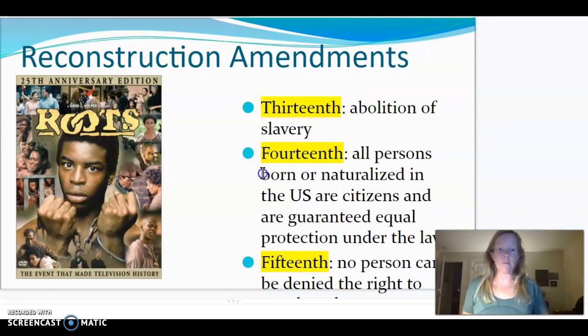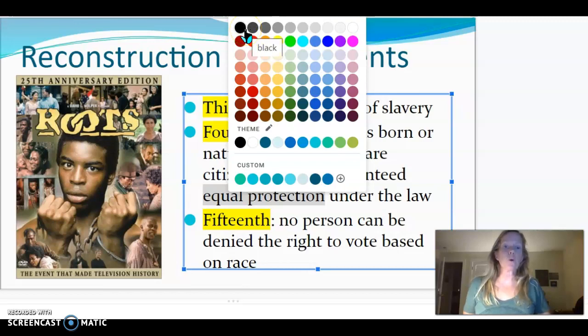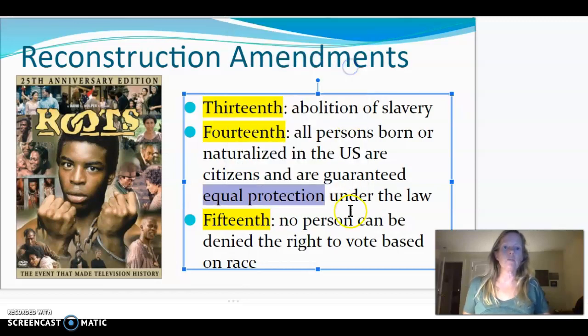The 14th Amendment, all persons born or naturalized in the United States are citizens. So we free the slaves. The next step is make them citizens, because if you remember, they're not considered citizens. Dred Scott versus Sandford, they're considered property. No good. So the 14th Amendment, born in the United States, or naturalized, citizens. And also, this is key, guaranteed equal protection under the law. This is so important. I'm going to highlight it here. This is where you get the due process clause of the 14th Amendment, similar to the due process clause in the 5th Amendment. So this is huge.